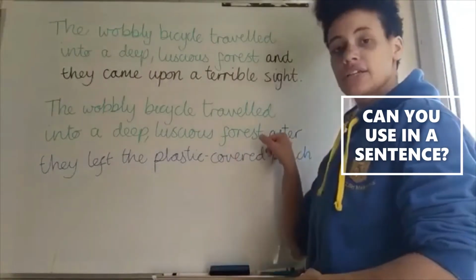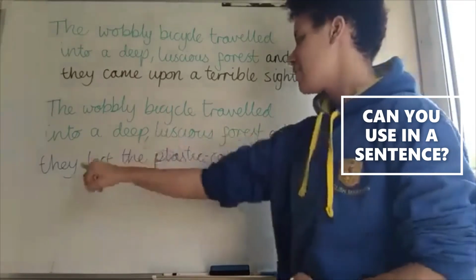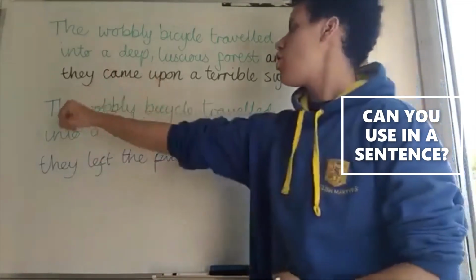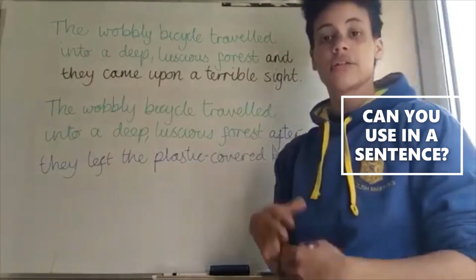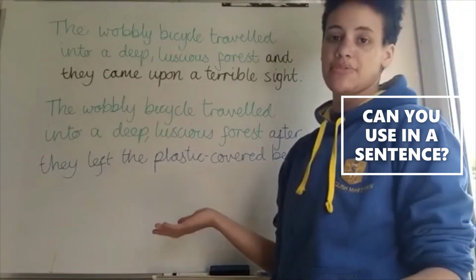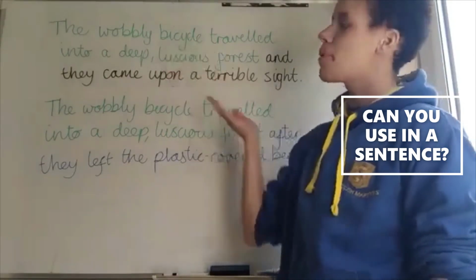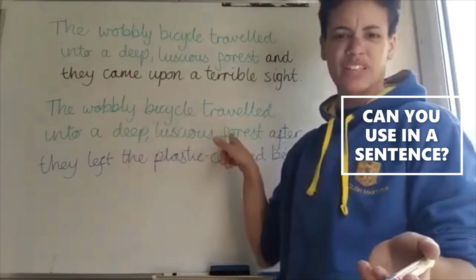Let's double check to see if we could swap the clauses around in our sentence. After they left the plastic covered beach, the wobbly bicycle travelled into the deep luscious forest. That still does make sense. There we go. I've made two different types of sentences to vary up my quite boring simple sentence. Not that boring actually, because I've got an expanded noun phrase in there. That's quite nice.